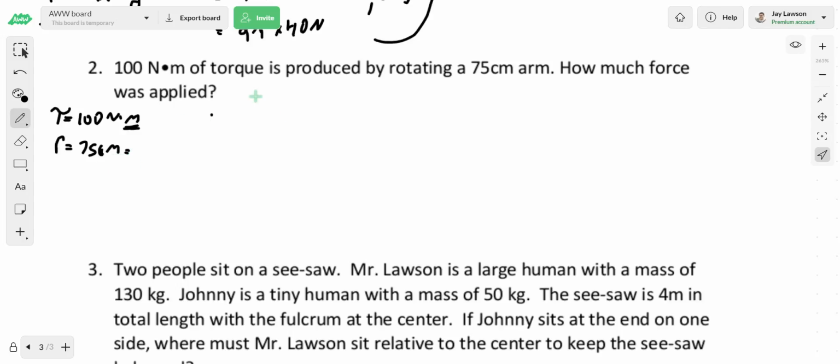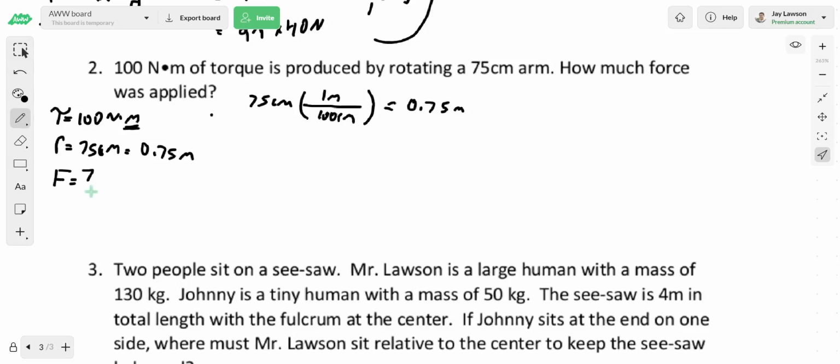How do we do that? Well, we know that there are 100 centimeters in 1 meter. So we divide 75 by 100 and we get 0.75 meters. Okay, so be careful for that. Make sure we're working in meters. And we just want to know how much force is applied, and we're going to assume theta to be 90 degrees. So we're just going to leave that out of the equation there.